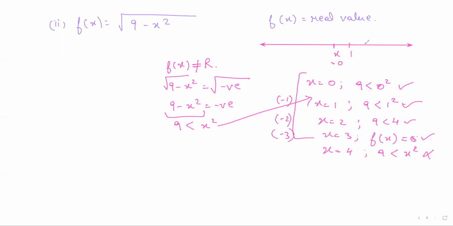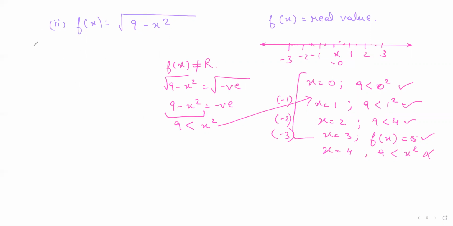X can hold any value like 1, 2, 3, -1, -2, -3. Now we've considered only integers. What about the intermediate values? Because the function is real. So what about x holding these intermediate values? It can hold any values, even if it holds -2.5 or even if it holds 0.5, still your function will be a positive real value, will be a real value.